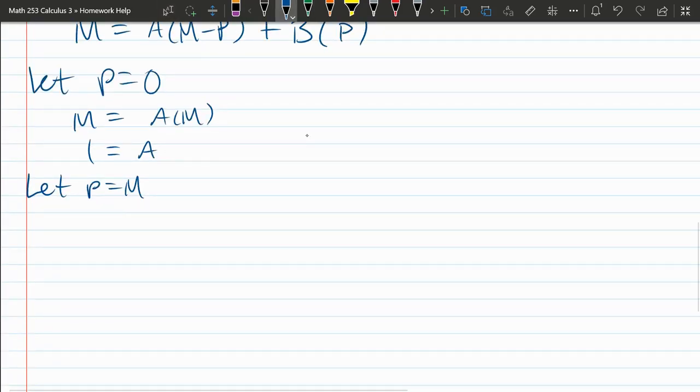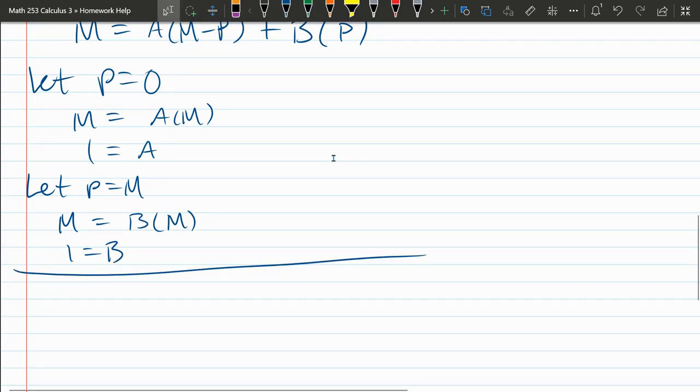All right, P equals M, here we go. M equals, now the first one, A times M minus P, that's turning into 0, and we get B times M, and again, divide both sides by M, we get 1 equals B. All right, we're done with partial fractions now.